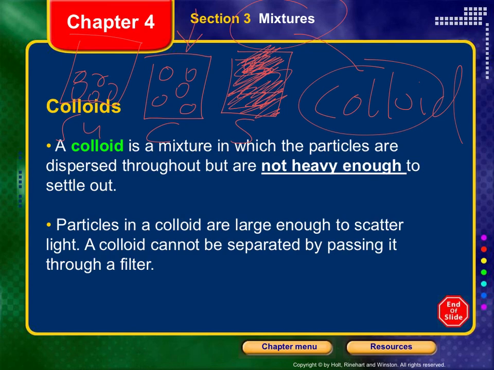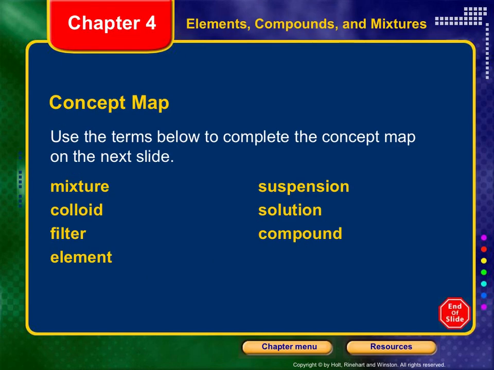Good luck, guys. And here on the next slide are the terms you can use to make your concept map, which is in your packet on the last page. All right, happy studying.